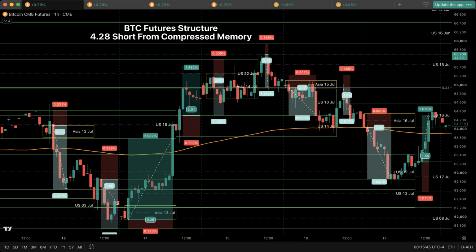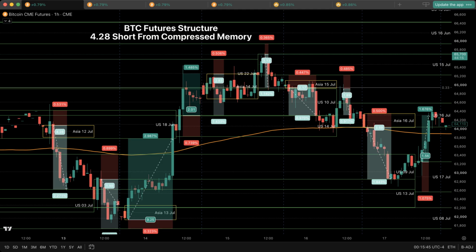Price reaches the upper area. It reacts. It cannot keep distance above it. Reaction comes back faster. Then, the short becomes active. The stop sits at June 18th US session upper boundary.